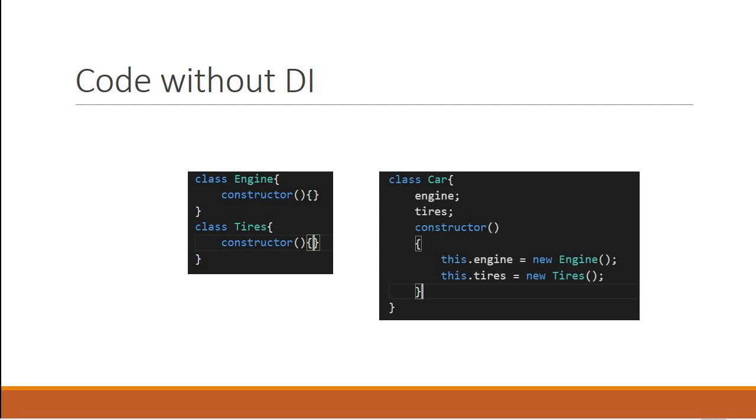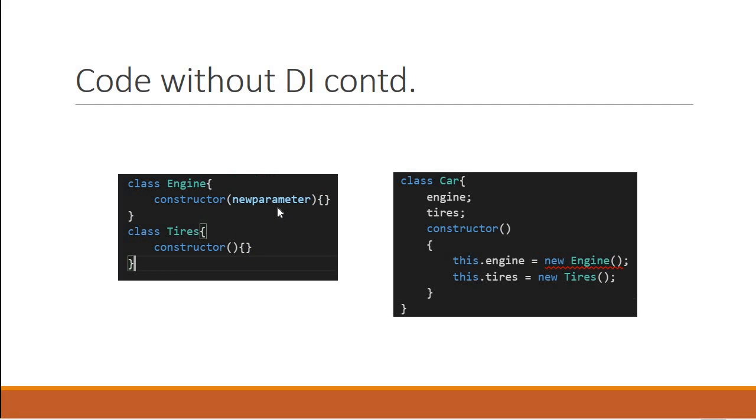Let's assume the engine evolves and its constructor can now accept a parameter. Maybe the engine type like petrol or diesel. But when we change the engine, our car is broken. To repair our car class, we need to pass in a parameter to the engine constructor. Similarly, if the tires class accepts a new parameter, the car class needs to be fixed again. So our very first drawback is our code is not flexible. Anytime the dependencies change, the car class needs to be changed as well.